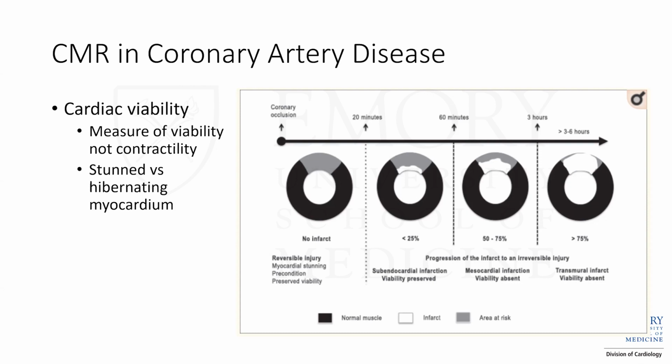Stunned myocardium is myocardium that was initially ischemic and then has been reperfused and may still have impaired contractility, but the actual myocardium itself is viable and functional. It may not be contractile at this point, and the idea would be that stunned myocardium would improve, and your contractility would improve with time, versus hibernating myocardium, which is chronically ischemic myocardium. So its abnormal wall motion is based on continued ischemia, as opposed to stunned myocardium, which has been reperfused.